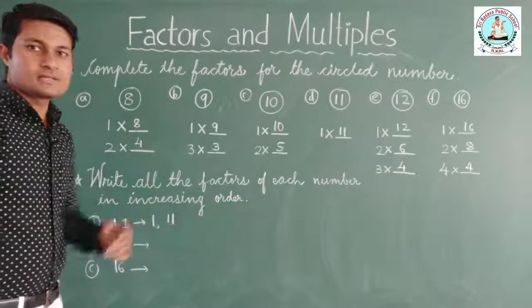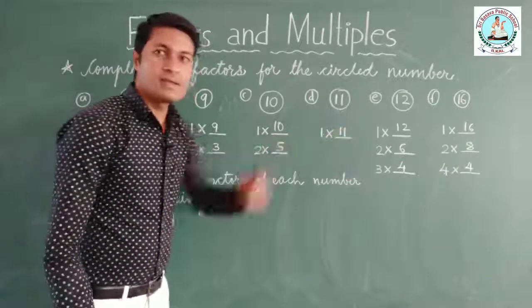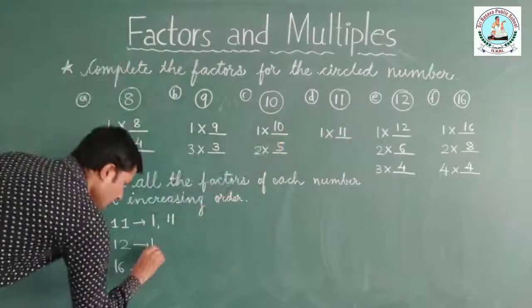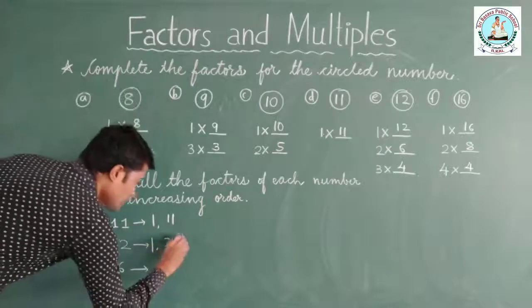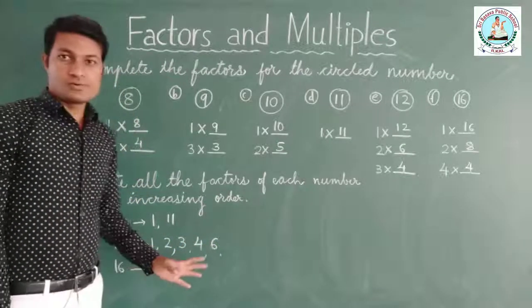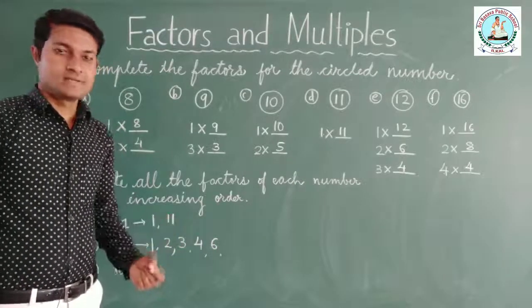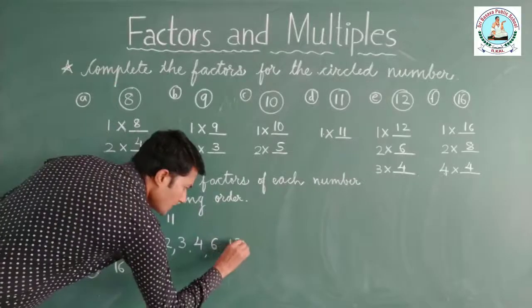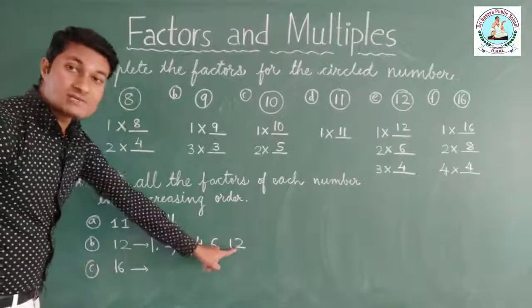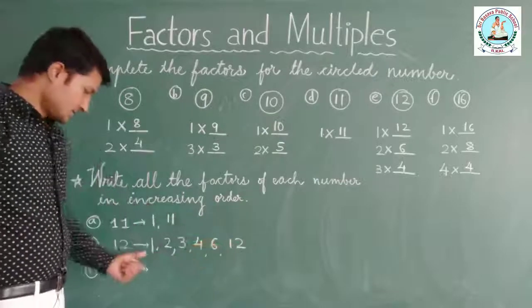They are in increasing order already. Then what are the factors of 12? The factors of 12 are here already. Just copy them: 1, 2, 3, 4, 6. And you also know that every number is a factor of itself. So that last number should be the same number, because 12 is also a factor of 12. Why? Because 12 also divides 12.